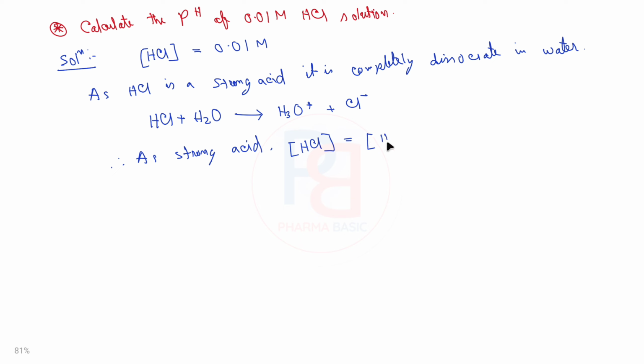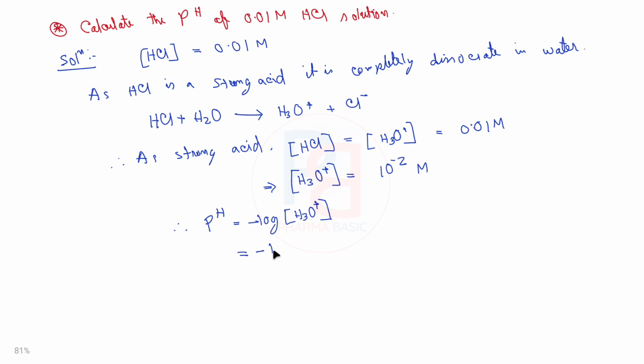Therefore the hydronium ion concentration is equal to 0.01 M. We can write this as 10 to the power minus 2 M. So pH is equal to minus log of the hydronium ion concentration, which is minus log of 10 to the power minus 2. The minus 2 comes down, then log 10 is 1, so it is minus 1 times minus 2. Therefore pH is equal to 2. A pH of 2 means HCl is a strong acid.